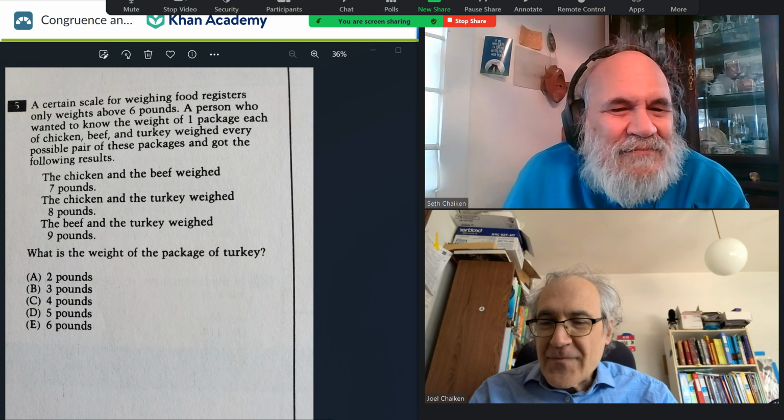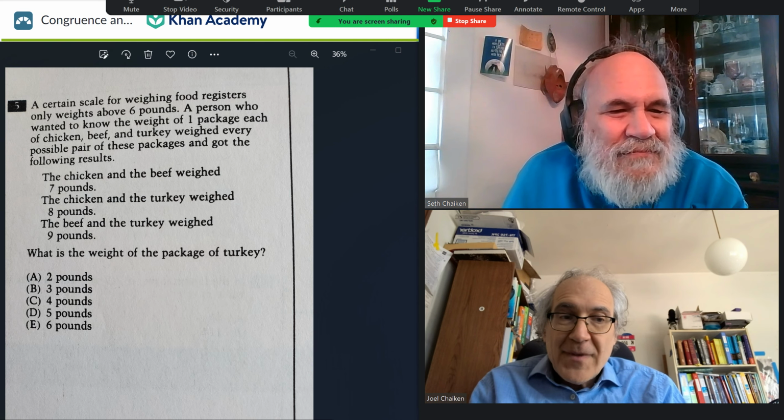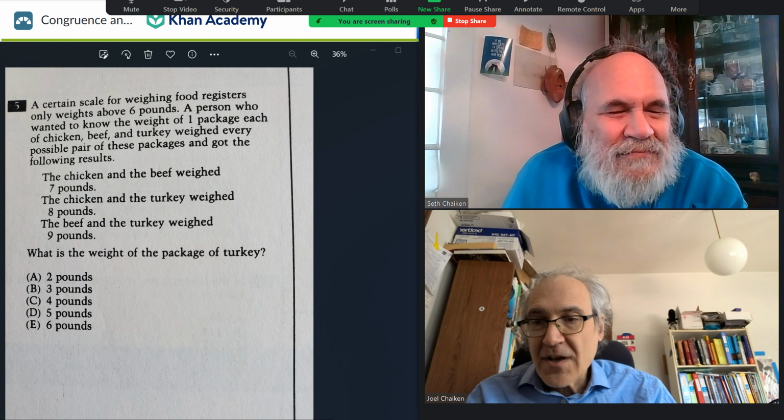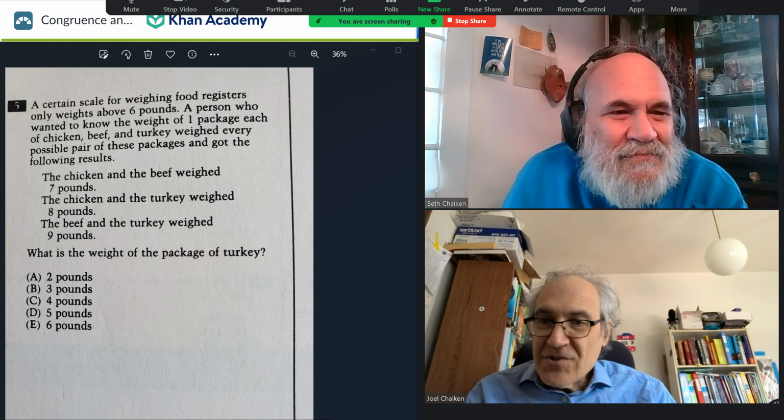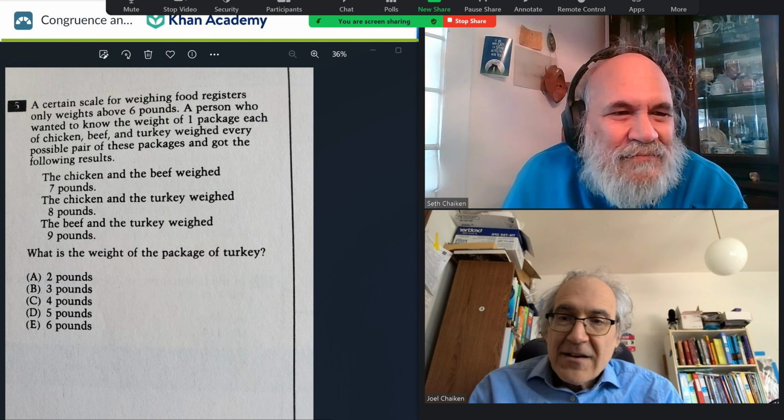Okay, here we go. This is from an official SAT practice book. This is not made up. This is from an official book. As you read it, we'll read it, pause, and then come back to it.